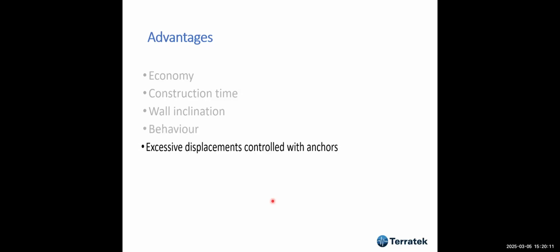And what's the advantage? Economy. It usually costs about half, let's say 70% to a half of a tieback wall. Construction time is very fast as well. You can use any wall inclination. Of course, you can do the same in tieback walls, but most tieback walls are vertical because that's the way they have developed. But we can use this with any wall inclination. Of course, not overhanging.